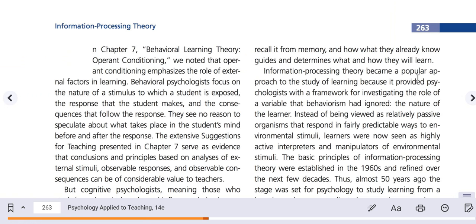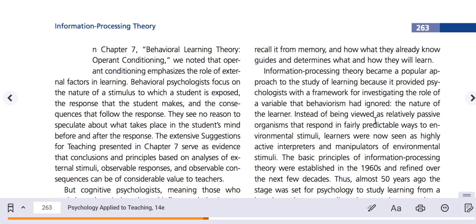In Chapter 7, Behavioral Learning Theory, Operant Conditioning, we noted that operant conditioning emphasizes the role of external factors in learning. Behavioral psychologists focus on the nature of a stimulus to which a student is exposed, the response that the student makes, and the consequences that follow the response. They see no reason to speculate about what takes place in the student's mind before and after the response.